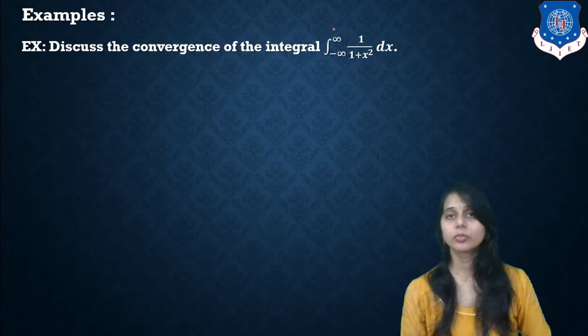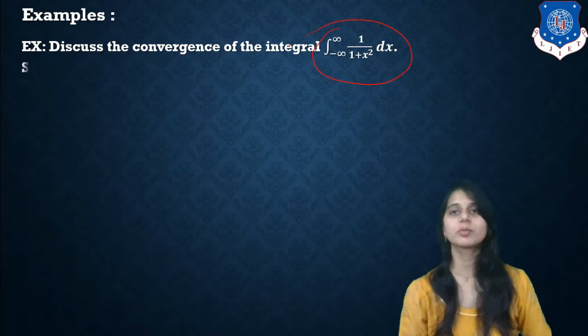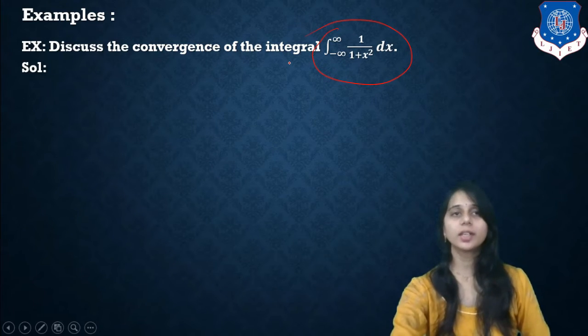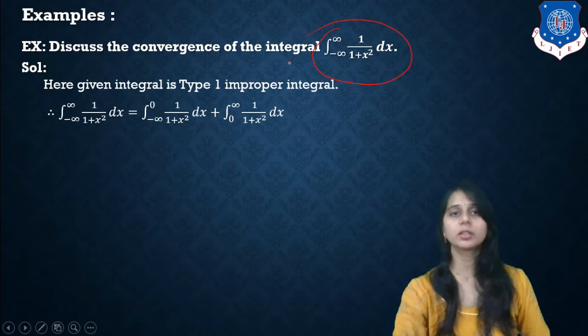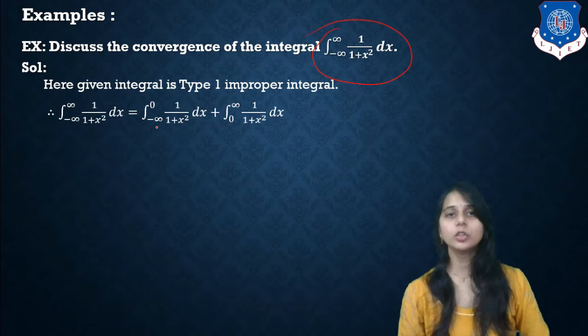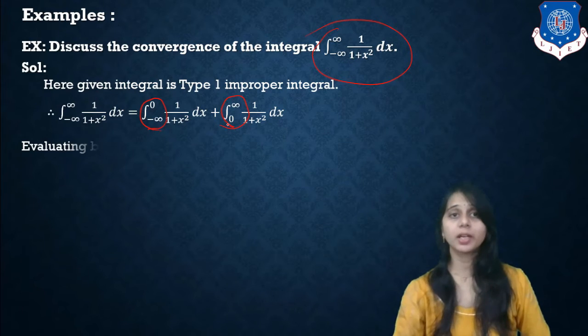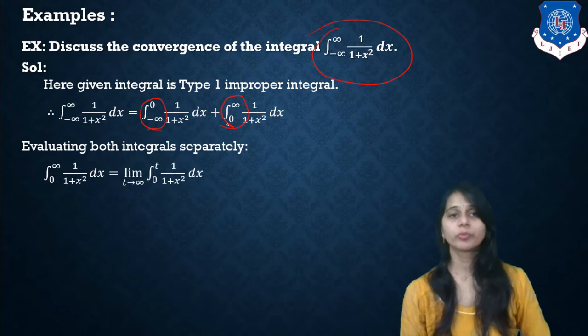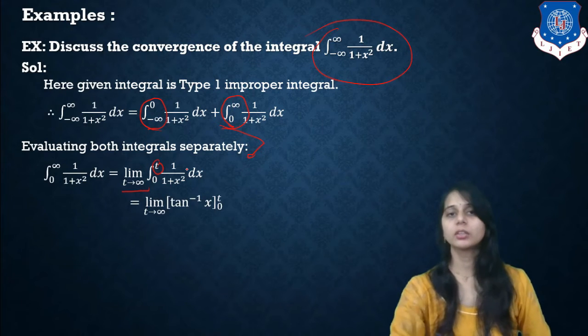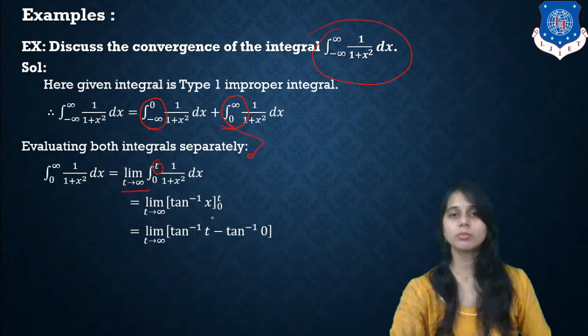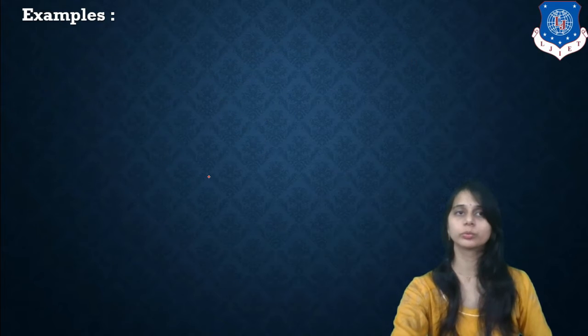Discuss the convergence of the integral from minus infinity to infinity of 1 upon 1 plus x square dx. Now in this case, we take a type 1 improper integral and divide the integral into two parts. One is minus infinity to 0 and the second one is 0 to infinity. Then we apply the improper integral separately. For the first, from 0 to infinity, we take t tends to infinity and replace infinity by t. So it's tan inverse x from 0 to t, tan inverse t minus tan inverse 0, and tan inverse infinity is pi by 2.